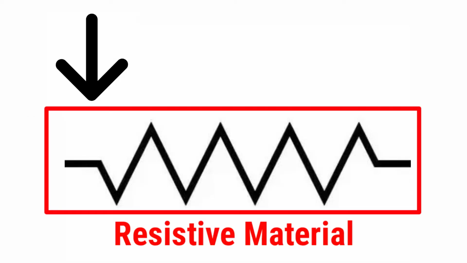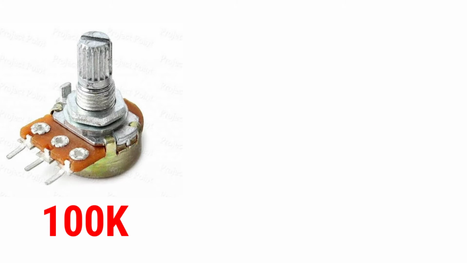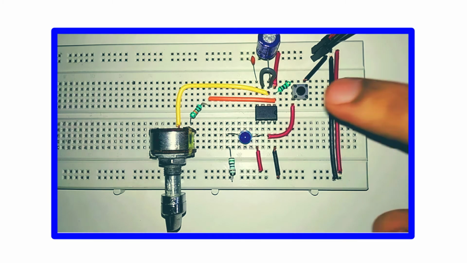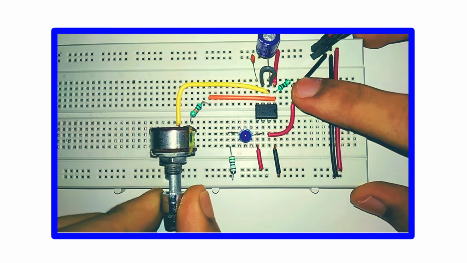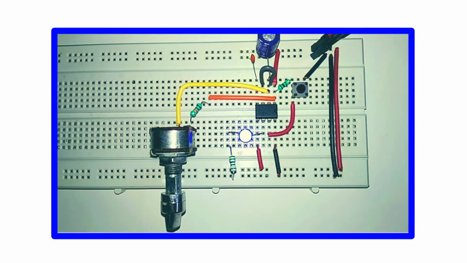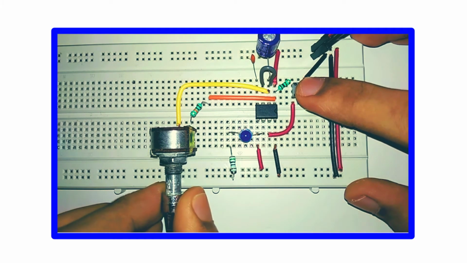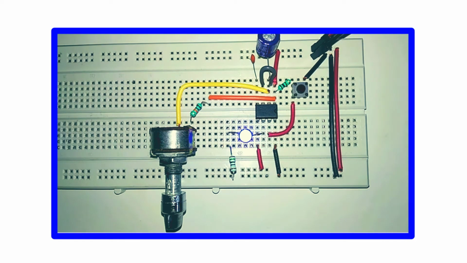Resistance of this resistive material depends on the potentiometer you are using. For example, if you have a 100 kilo-ohm potentiometer, you can adjust the resistance from a few ohms to 100 kilo-ohms. This component can be useful in circuits where you need to adjust resistance between 2 terminals without changing the component. Just like I did in my 555 IC monostable mode tutorial.